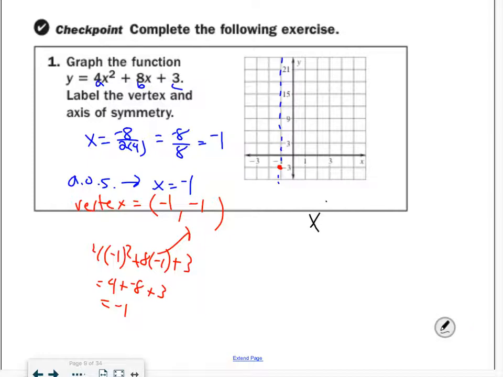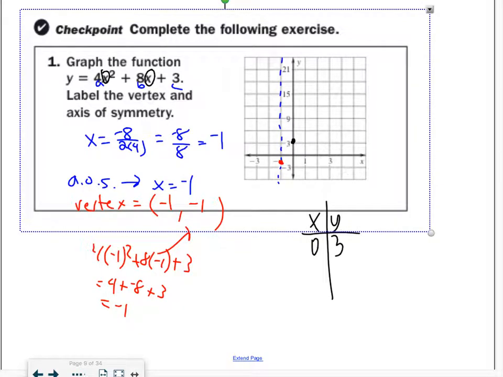So then you should pick a couple other values for x and find the y value. 0 is an easy one because if I put 0 in for x and x, I get 0 plus 0 plus 3, which is 3. So that's this point. And I just noticed my vertex, the scale is wrong, so that should be at -1.